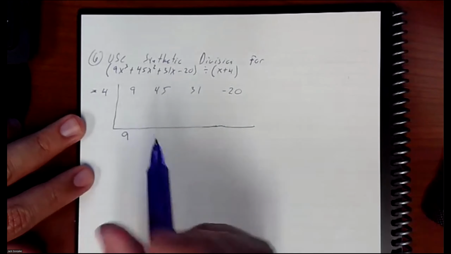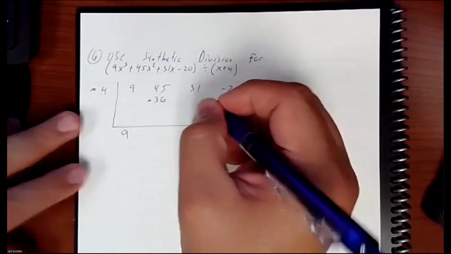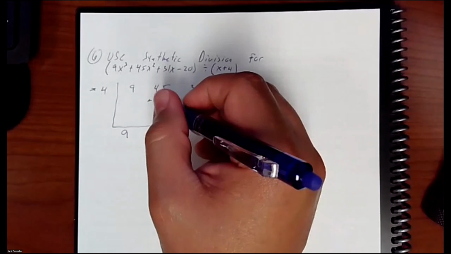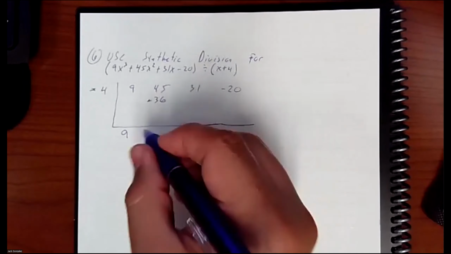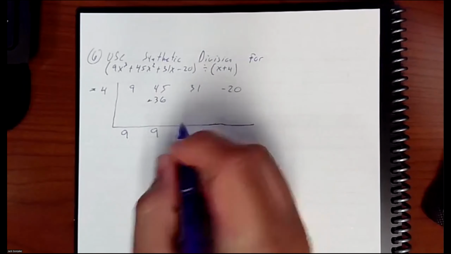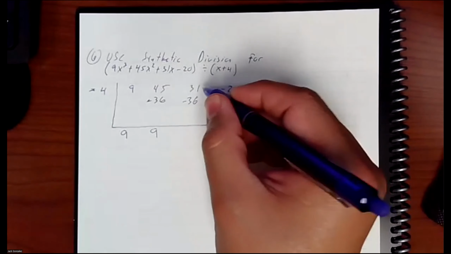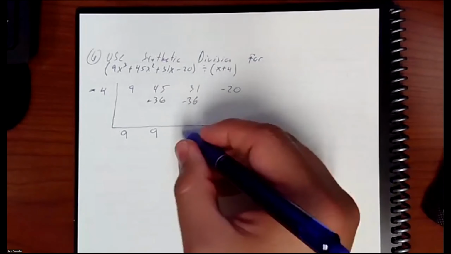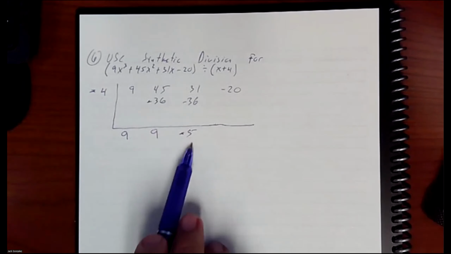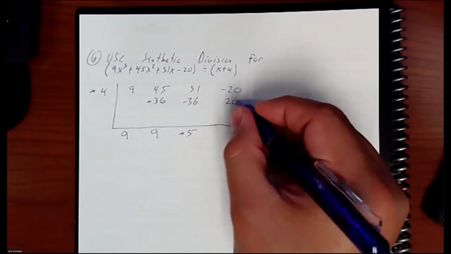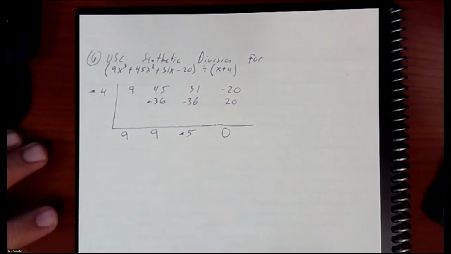-4 times 9 would be -36. 45 plus -36, 9, right? -4 times 9 again. 31 minus 36. -4 times that is a 20. So 0. So that divided it evenly.